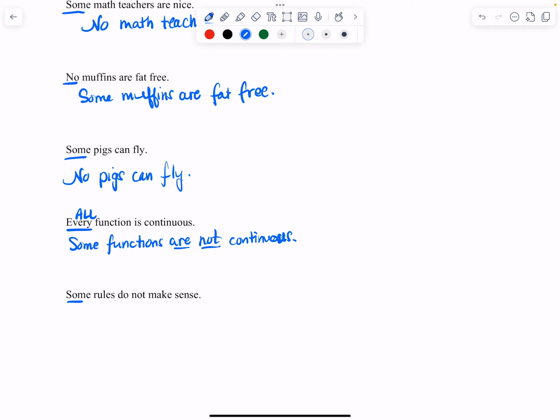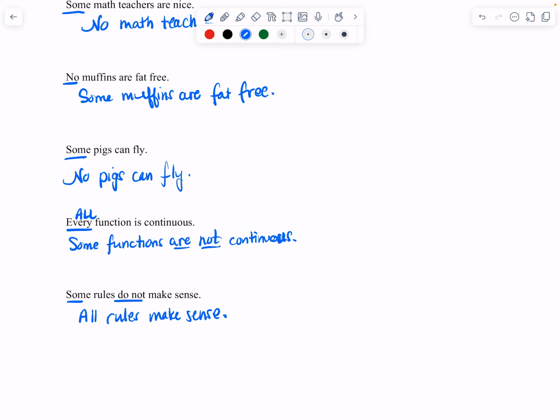Some rules do not make sense. Again, that is an existential quantifier. So we have to use a universal one. So some are not, the negation of that is all. So all rules make sense.